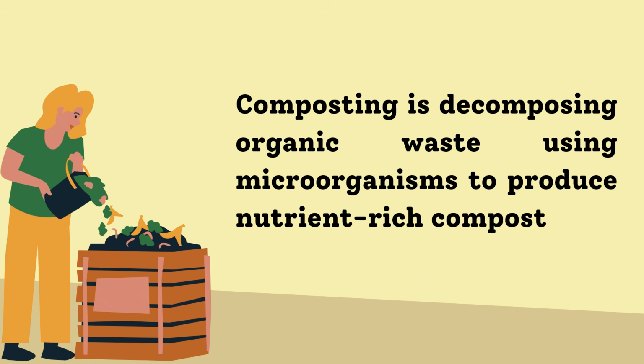Materials commonly used in composting include leaves, grass clippings, vegetable scraps, crop residues, and animal manure. As these materials decompose, they form compost, a dark, soil-like substance rich in nutrients. Compost improves soil structure, increases water retention, and provides nutrients for plant growth. Composting is environmentally friendly because it reduces waste while producing a valuable soil amendment.